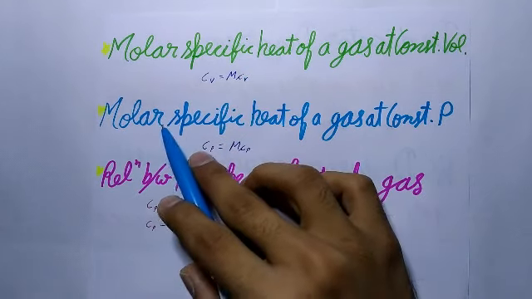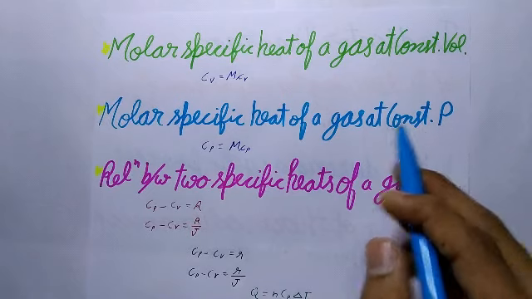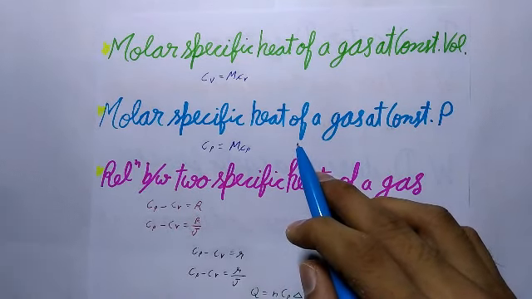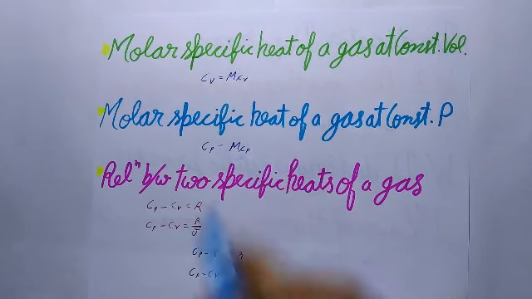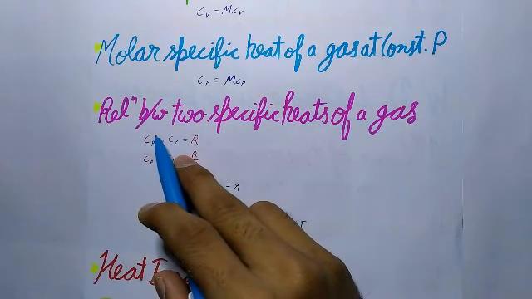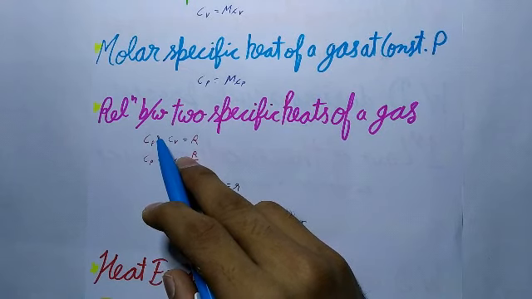Now next is the molar specific heat of a gas at constant pressure. It is defined as the amount of heat required to raise the temperature of 1 mole of the gas through 1 degree Celsius at constant pressure. Thus Cp equals M into small cp. Next is the relation between the two specific heats of a gas. The specific heat of a gas at constant pressure is greater than the specific heat at constant volume.